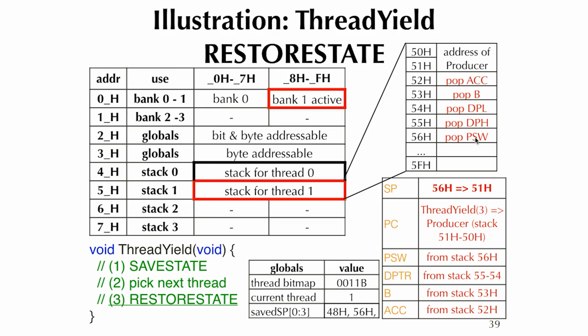But then it's still part of restoring that state. So it pops the PSW. Now PSW contains a register bank number, so as a side effect, it also restores your register bank. So now bank 0 is no longer active, but as soon as you pop PSW from the stack, bank 1 becomes the new register bank, and then DPH, DPL, B, A, and now these are all done. Finally, it does a return, and so it returns to producer. Okay, so that's how producer starts running.